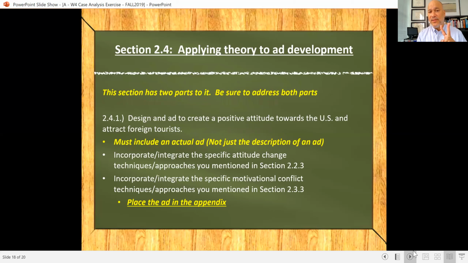So remember, there are 2 parts here. The first part is to design the ad to create a positive attitude toward the U.S. that would attract foreign tourists. Again, remember, we're talking only about foreign tourists to the United States.